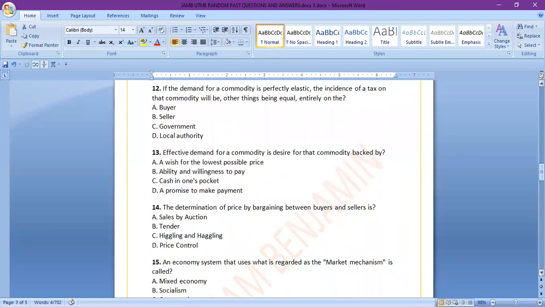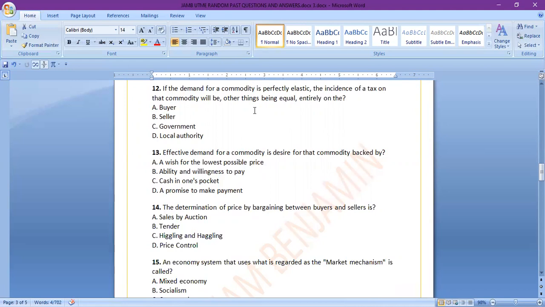So number 12, if the demand for a commodity is perfectly elastic, the incidence of a tax on that commodity will be, other things being equal, entirely on the A, the buyer. B, the seller. C, the government. D, the local authority. When you're talking of perfectly elastic, it means that the price will remain constant while the quantity keeps varying, till infinity.